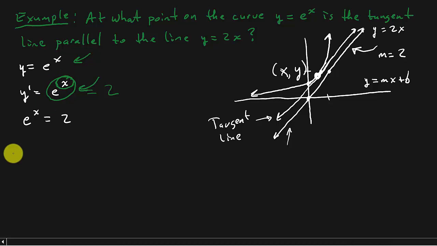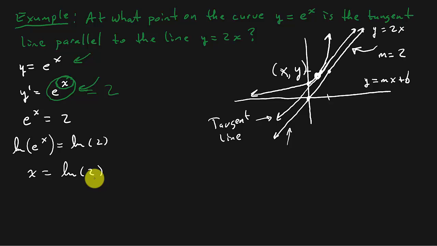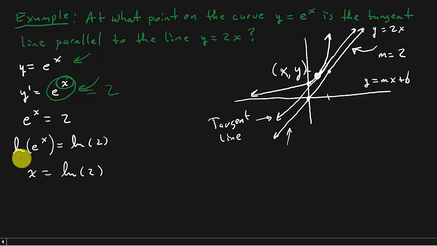So now we solve it. Remember, you just take the natural log of both sides. And so x equals the natural log of 2. All right, so that's my x value. Now, some of you may be sitting there looking at the screen: how did you get x? What happened over here? Well, remember that property.